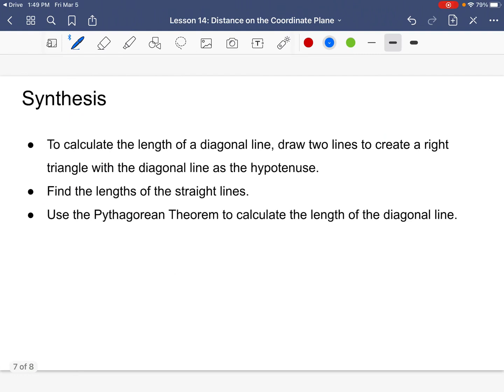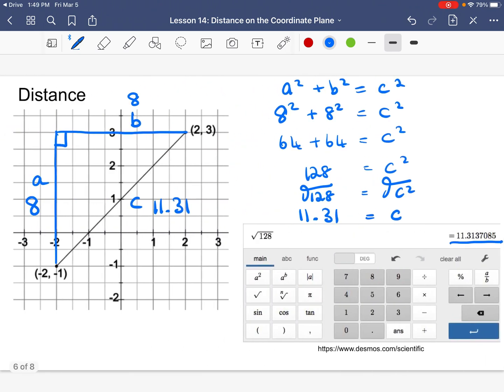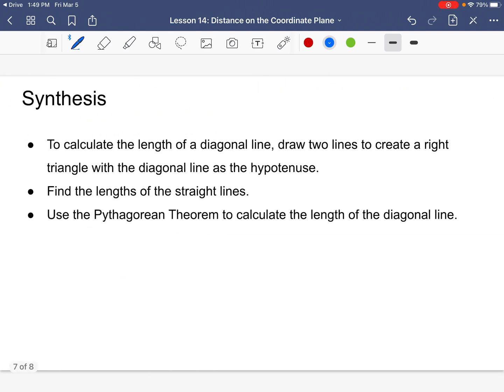So to calculate the length of a diagonal line, draw two lines around it to create a right triangle with the diagonal line as the hypotenuse. Let's go back and look at that. We have our diagonal line here. I created a horizontal line and a vertical line to create a right triangle. Find the lengths of the straight lines and then use the Pythagorean theorem to calculate the length of the diagonal line, which is the hypotenuse.